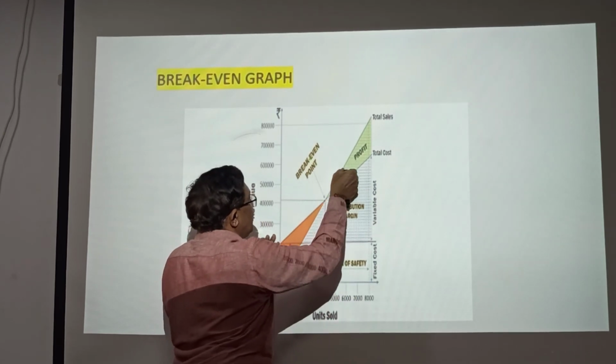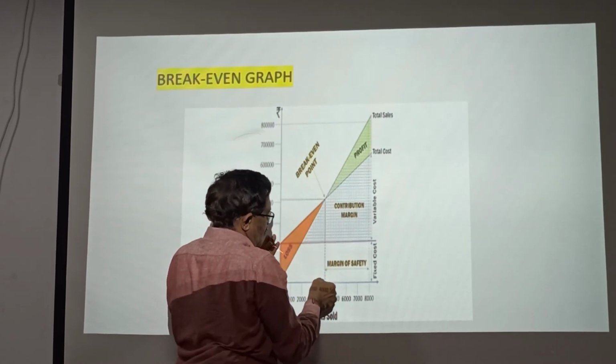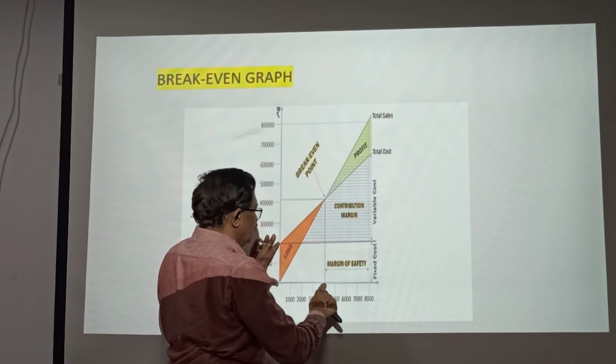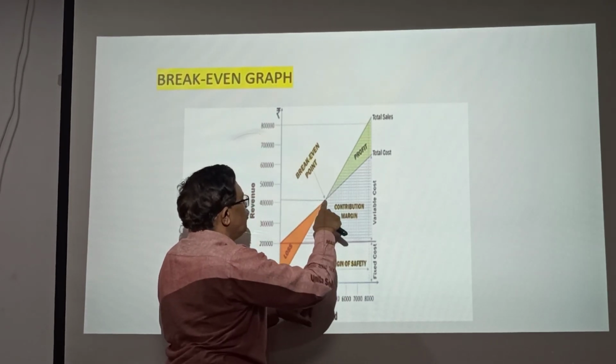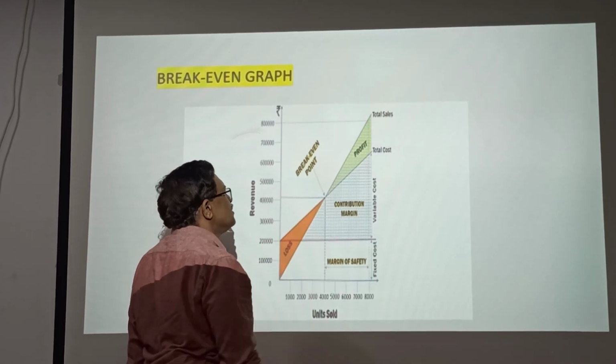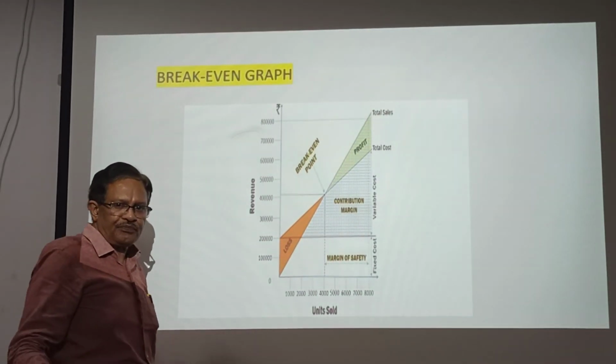So the profitability increases whenever you are producing more and more. And at this particular point of 4,000, you are making neither profit nor loss. This is the point which we call the break-even point.